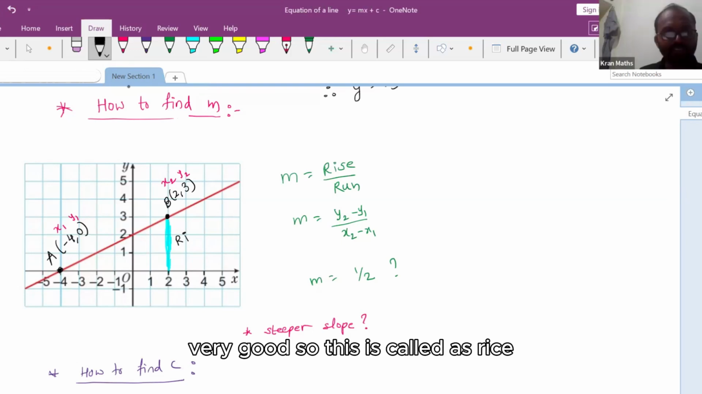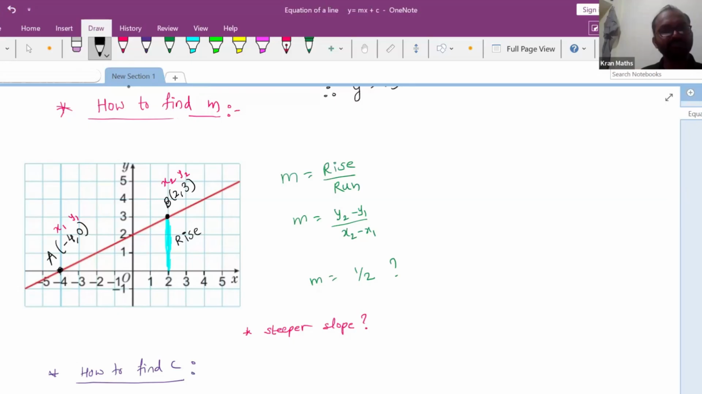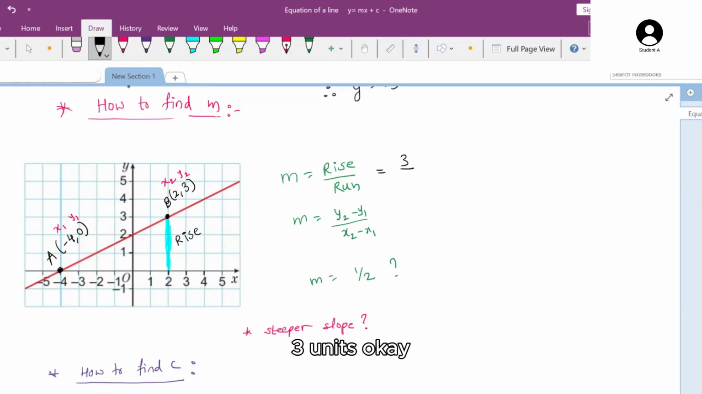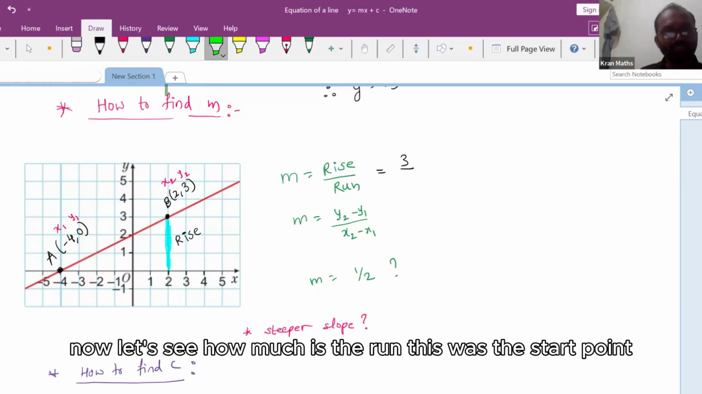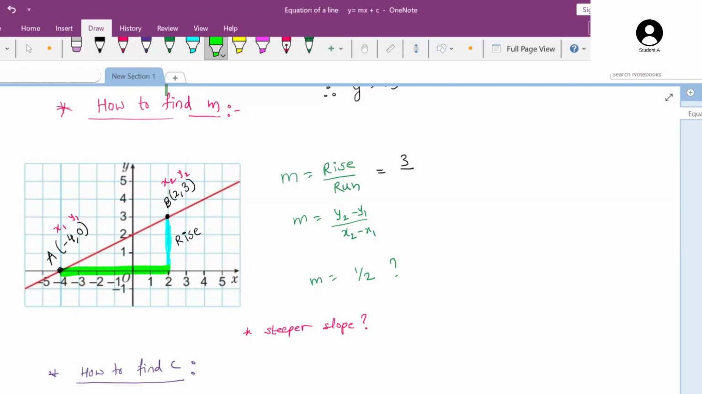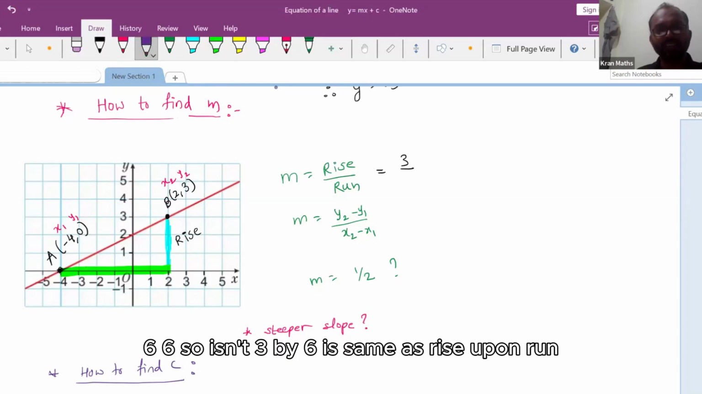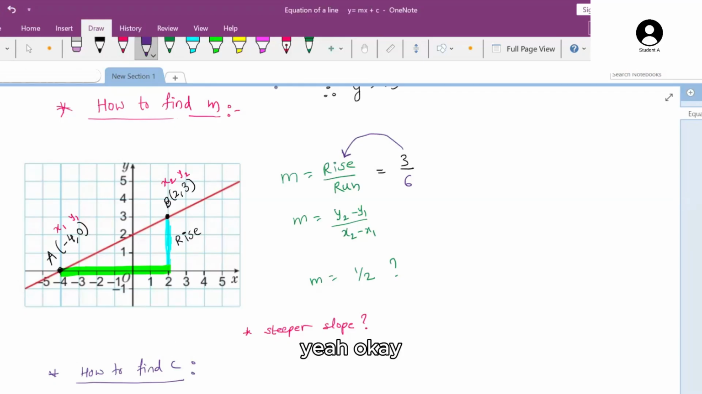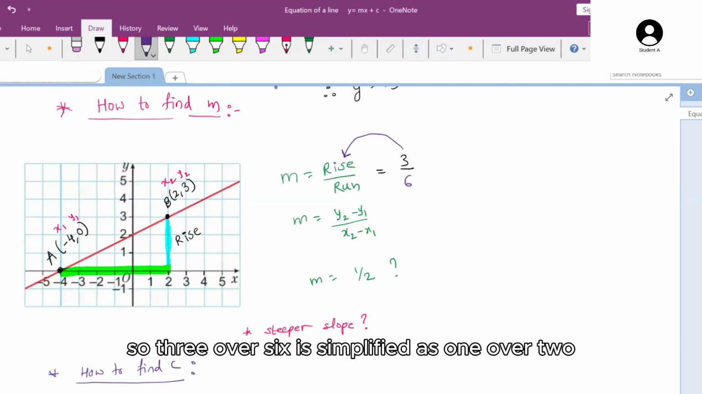So this is called the rise. How much is the rise? 3 units. Now let's see how much is the run. From the start point till here, how much is the run? 6. So isn't 3 by 6 the same as rise upon run? Yeah. Okay, you can remember it like this also. So 3/6 is simplified as 1/2.